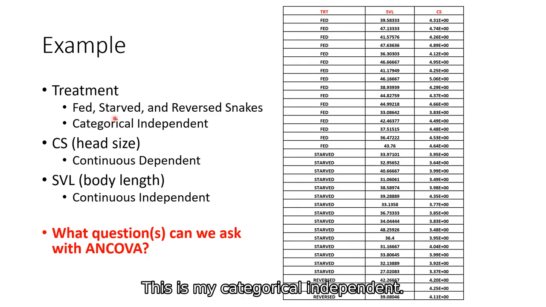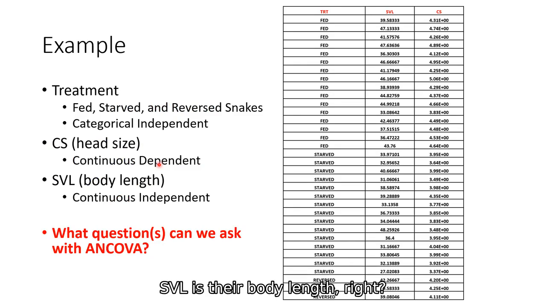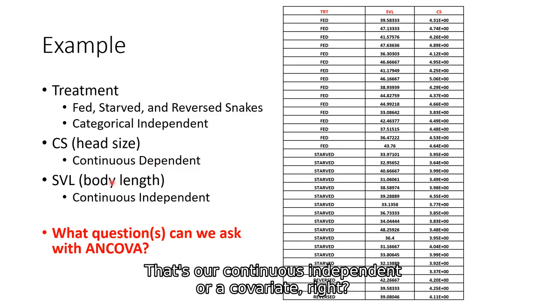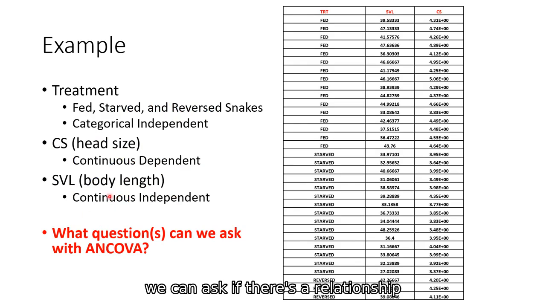Here I have a treatment: fed, starved, or reverse snakes. This is my categorical independent. CS is head size. That's a continuous dependent, so that's what we're interested in, their head size. SVL is their body length, right? That's our continuous independent or a covariate, right? So with an ANCOVA, what questions can we ask? Well, for the covariate, we can ask if there's a relationship between body size and head size, right? Is there a correlation there?